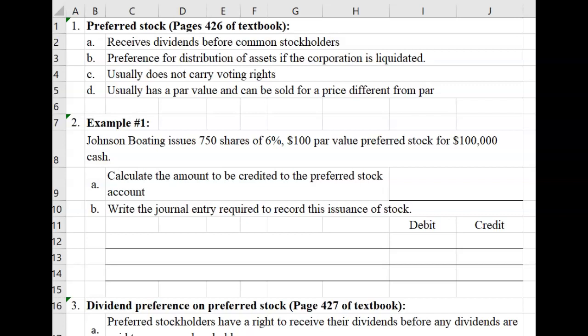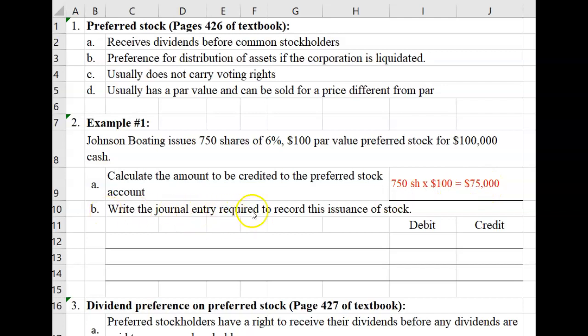Example: Johnson Boating sells 750 shares of 6% $100 par value preferred stock for $100,000 cash. Calculate the amount to be credited to the preferred stock account. 750 shares times $100 par value equals $75,000.